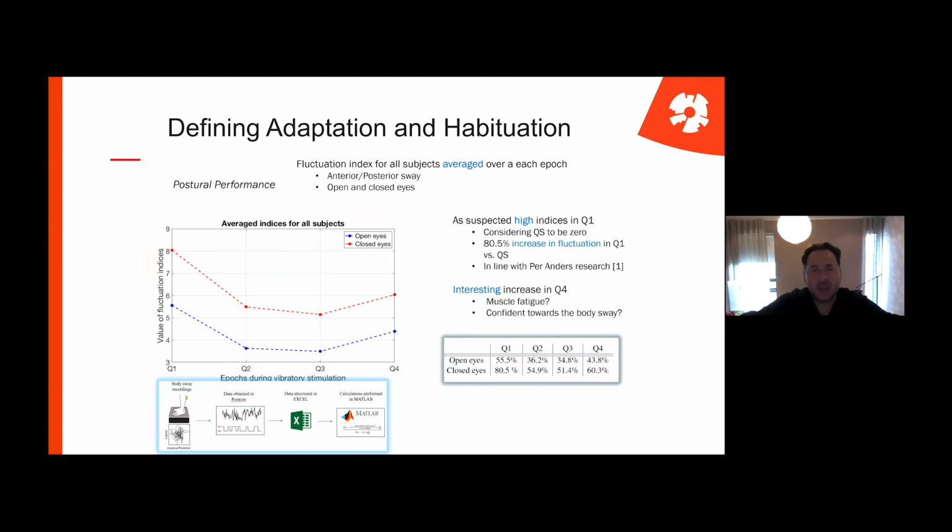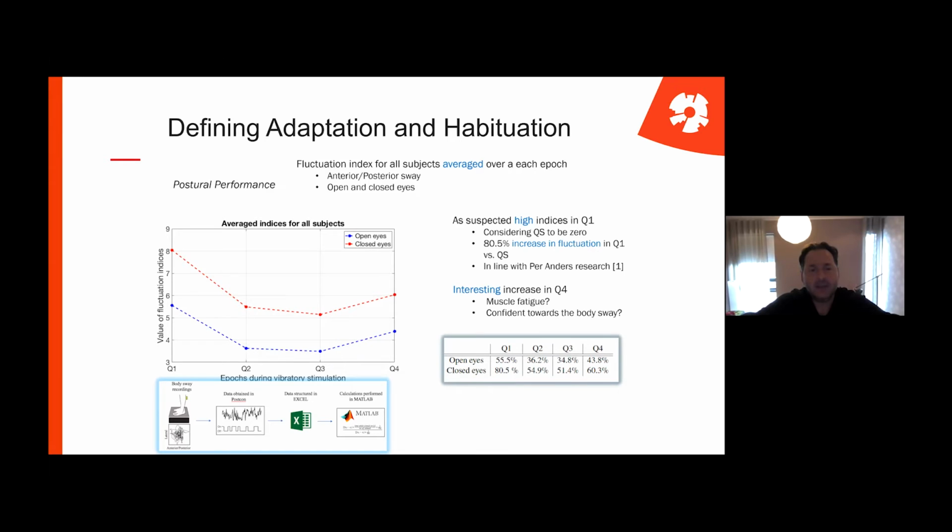But the next question is, how do we define adaptation and habituation? And these are two segments of the postural control feedback system. And we wanted to define these two segments ourselves by measuring the 30 individuals that underwent this experiment.